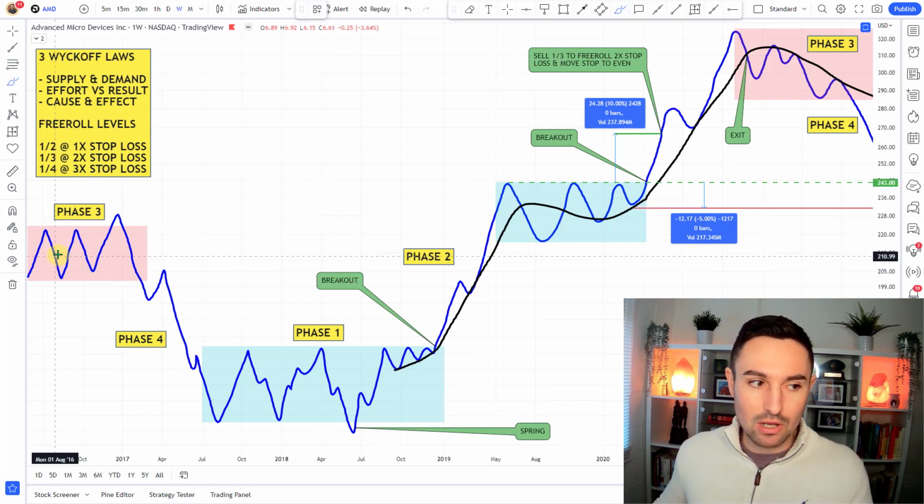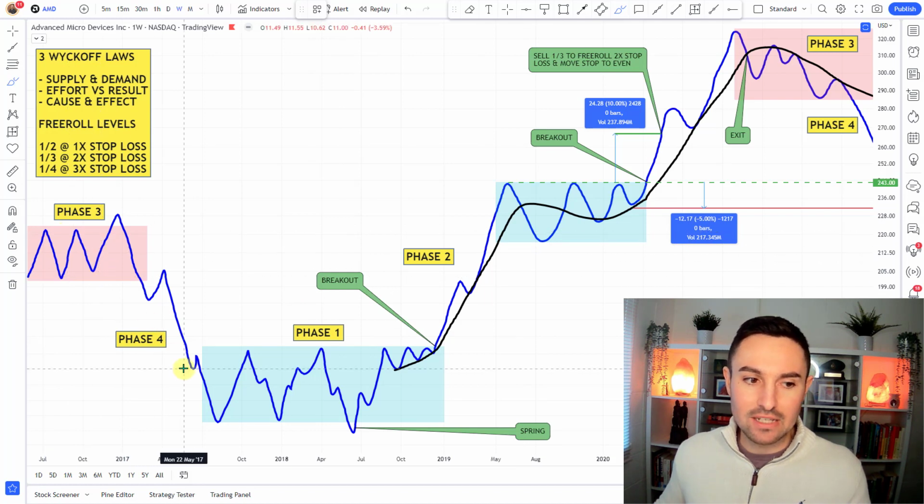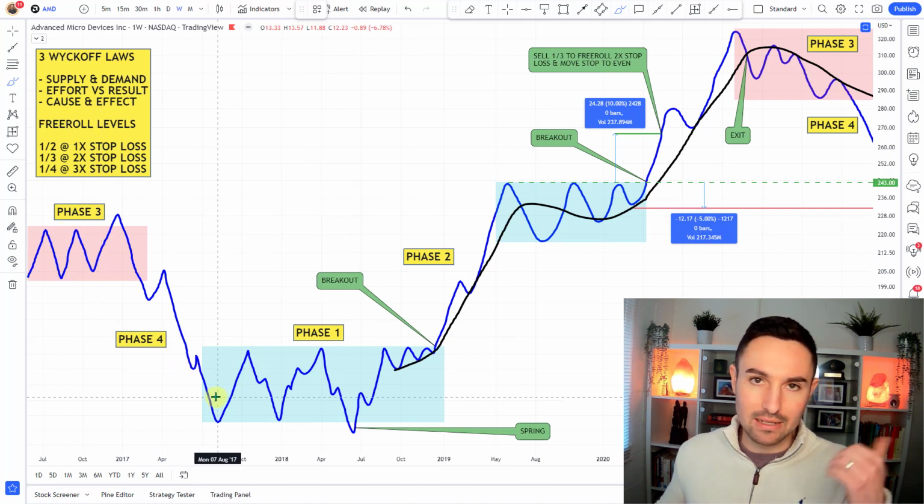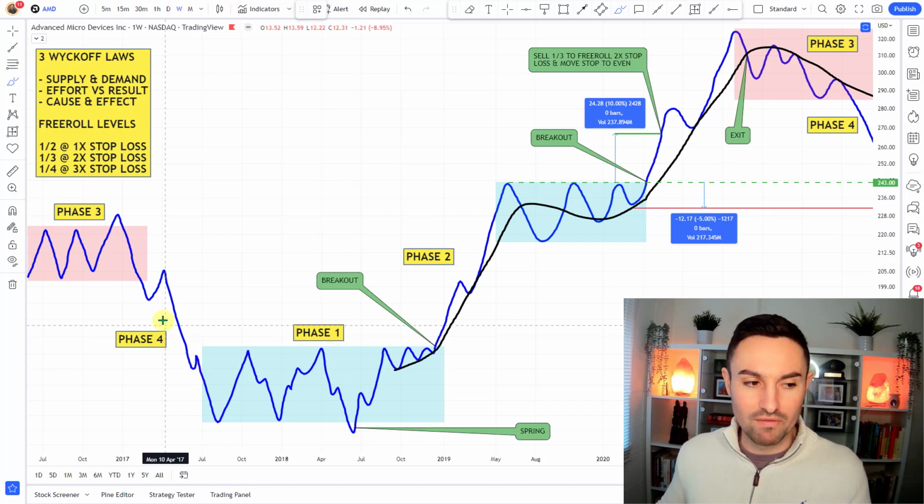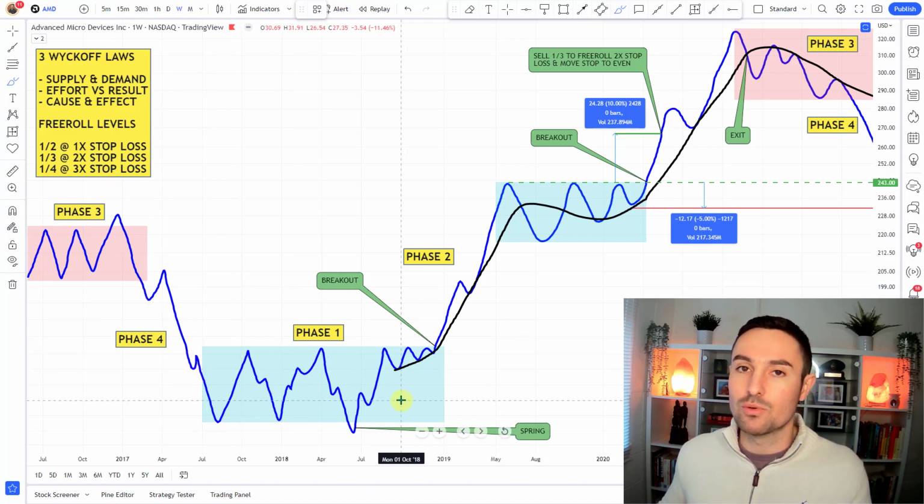So we can see the stock over here was in the context of a phase 3 distributional top. It then went into a phase 4 markdown. If you want to know more about the labeling, then you can go and see the part 1 video. So there's a phase 4 decline here, then it goes into a phase 1 base.